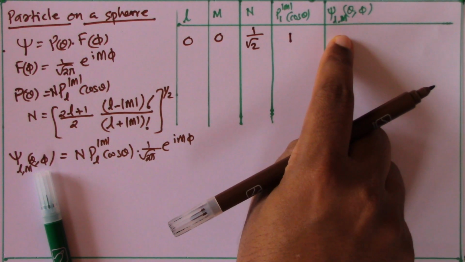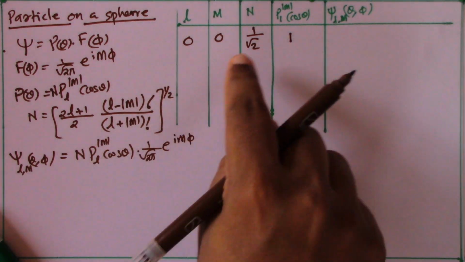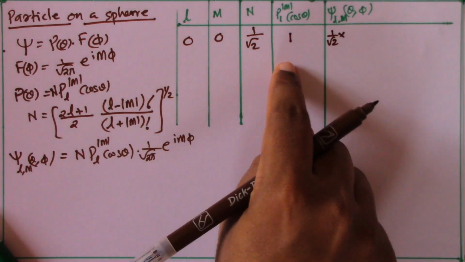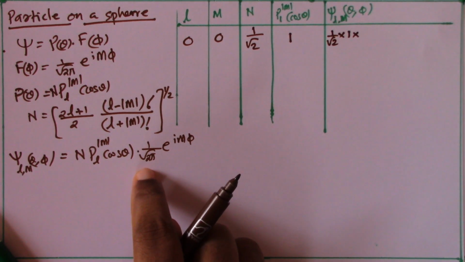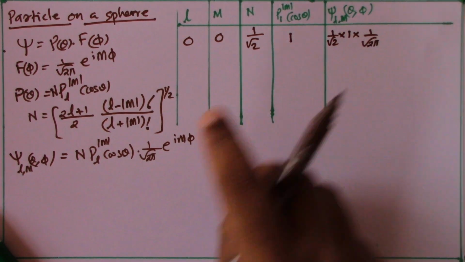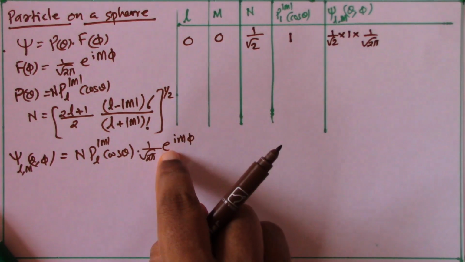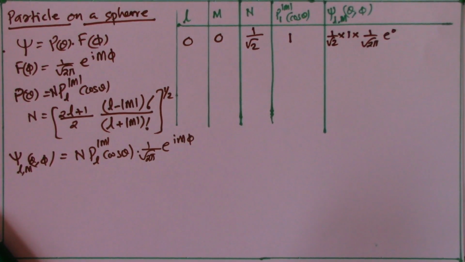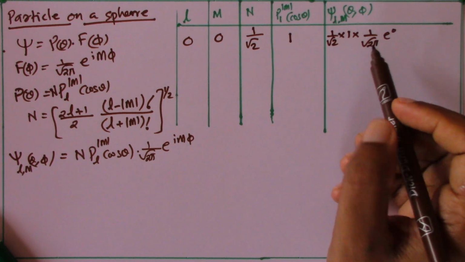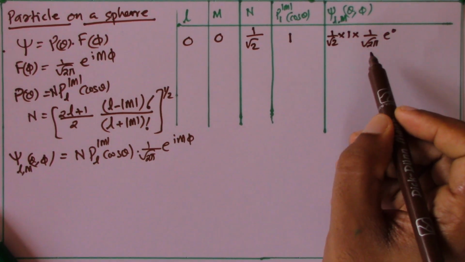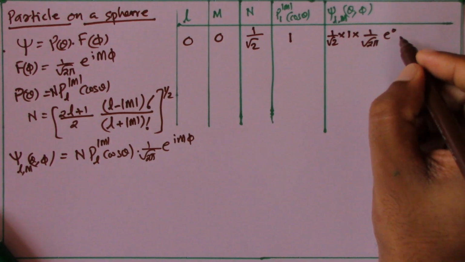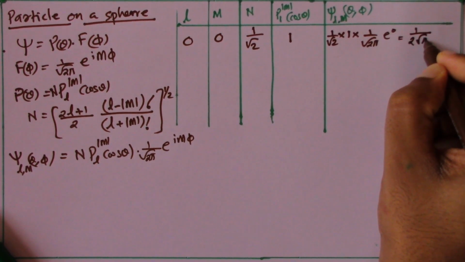So psi lm theta phi is equal to n into PLM cos theta into 1 divided by root 2 pi, e raised to im phi. n is equal to 1 divided by root 2. PLM cos theta is equal to 1. M is equal to 0 here, therefore e raised to 0, which is 1. So the answer is 1 divided by root 2 into 1 divided by root of 2 pi, that is equal to 1 divided by root of 4 pi, or you can write that as 1 divided by 2 root pi.